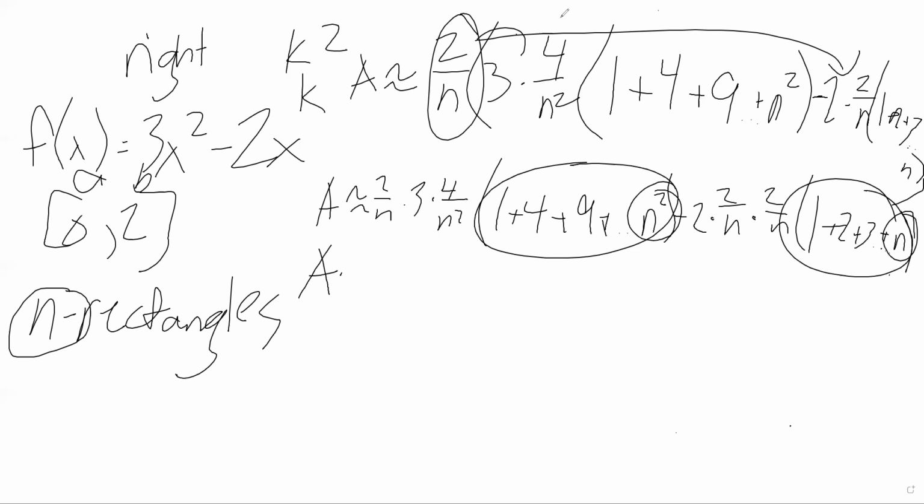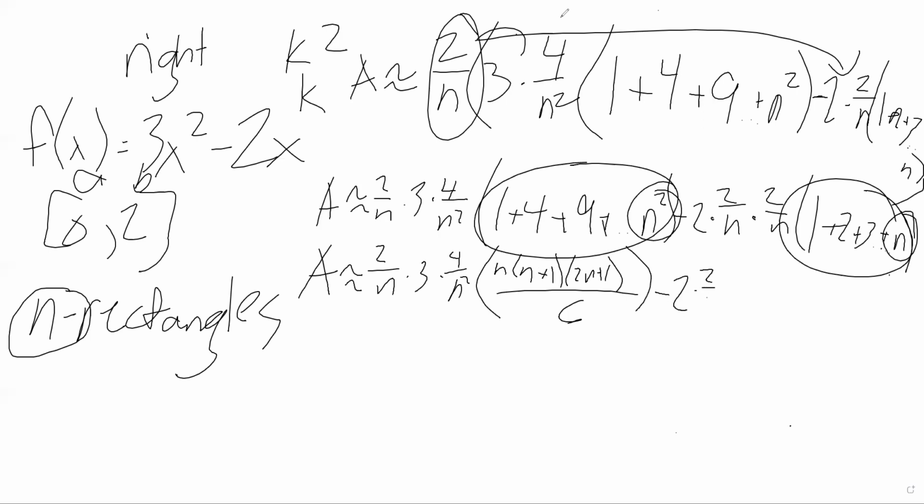So I'm going to rewrite this using the Riemann sum formulas, just subbing in for that, times 3 times 4 over n squared. And then this is just memorization. There's no way you can figure this out. So it'd be n times n plus 1 times 2n plus 1 over 6, minus 2 times 2 over n times 2 over n times the Riemann sum formula, which would be for just regular k or n.